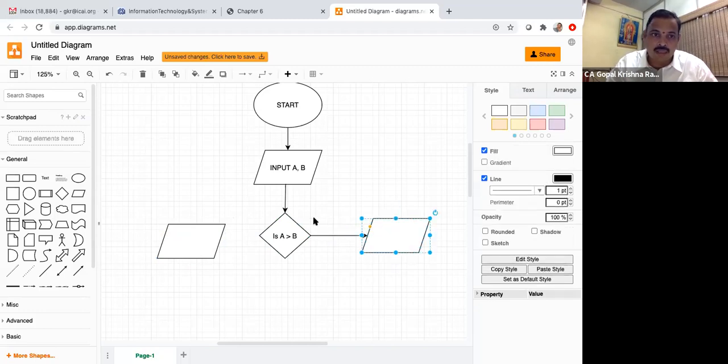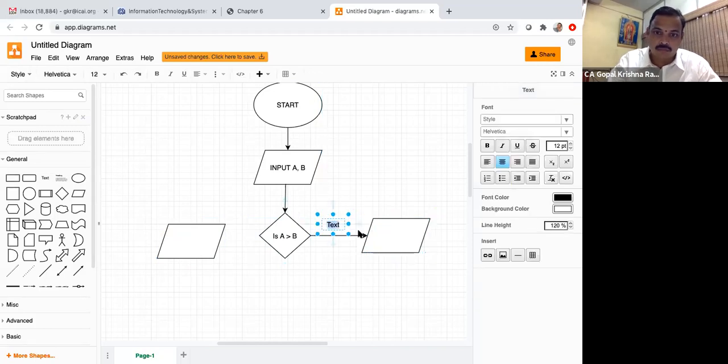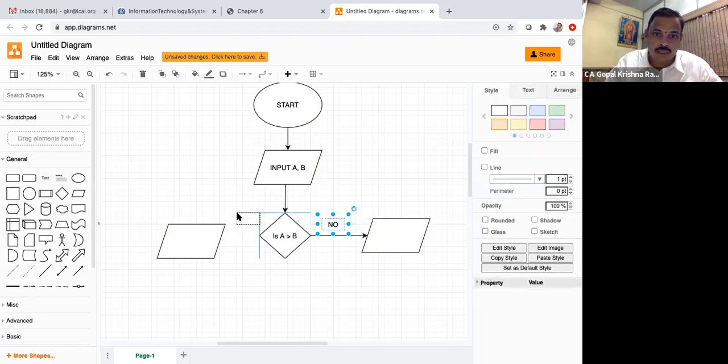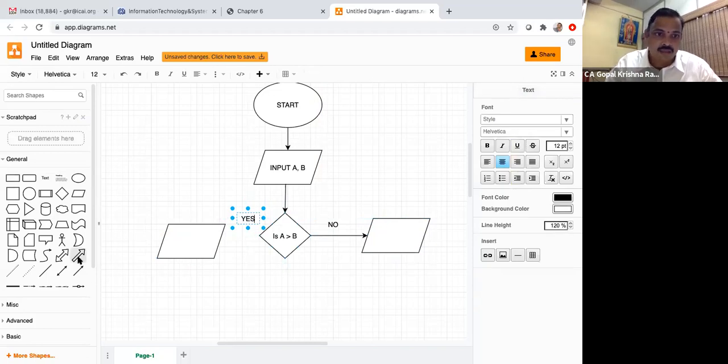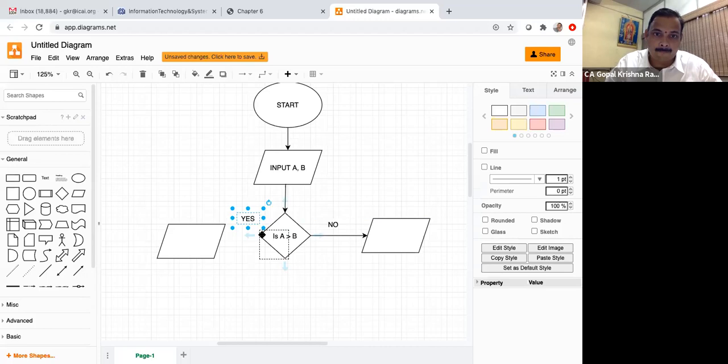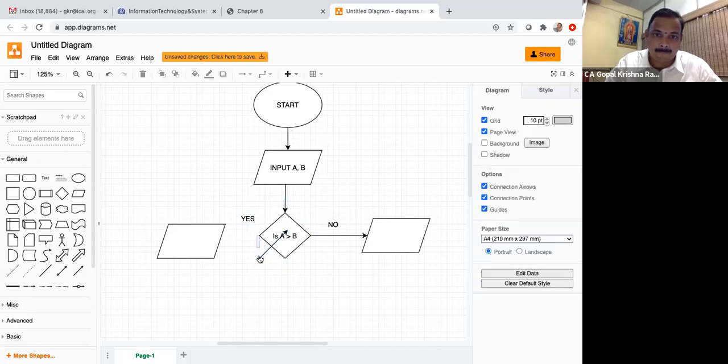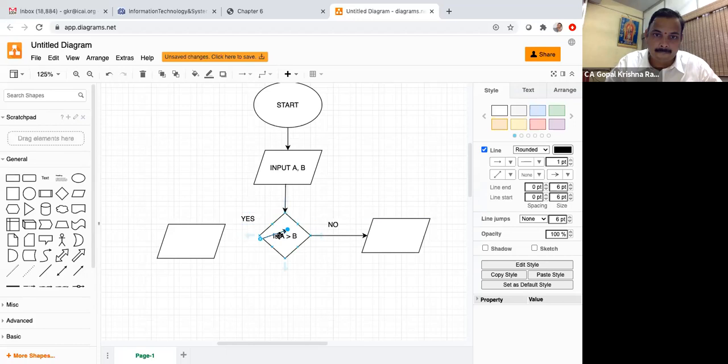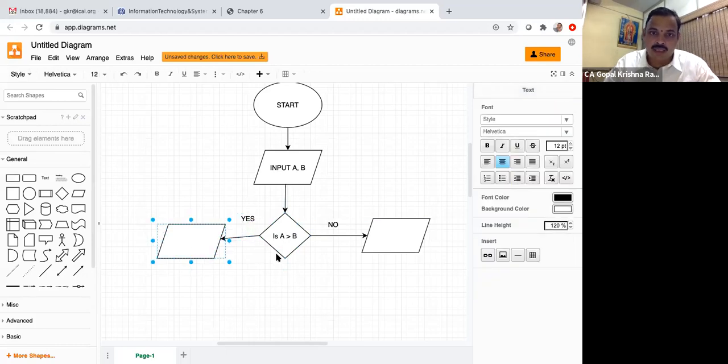Is A greater than B? I will type a text. No. I'll type one more text here. Yes. So if A is greater than B, yes, sir, I'll say print A. If A is greater than B, no, I'll say print B.